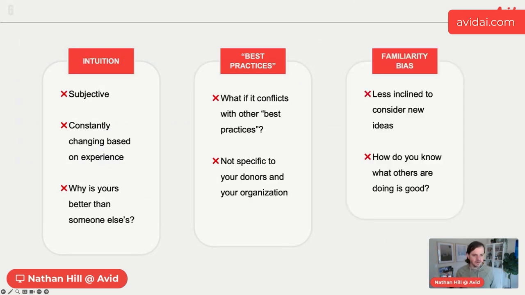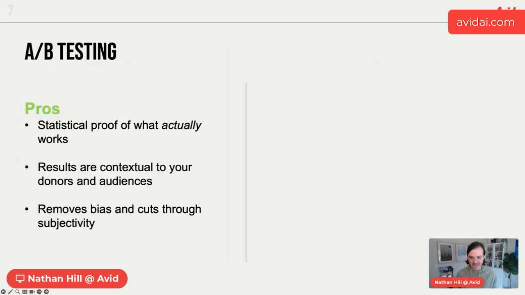Then you've got familiarity bias. We're generally less inclined to consider new ideas when we already like how something looks or how something functions. How do you know, if you see an interesting idea out there in the wild world, that what other people are doing is actually good or effective? How do you know that they tested it? How do you know that it's getting results? We don't until we test it for ourselves. And so this is why we A/B test, because it's statistical proof of what actually works. And in our case, works to grow giving.